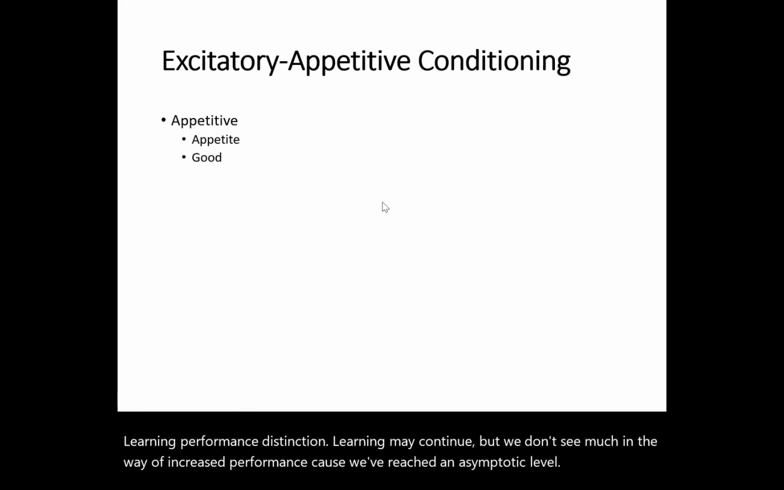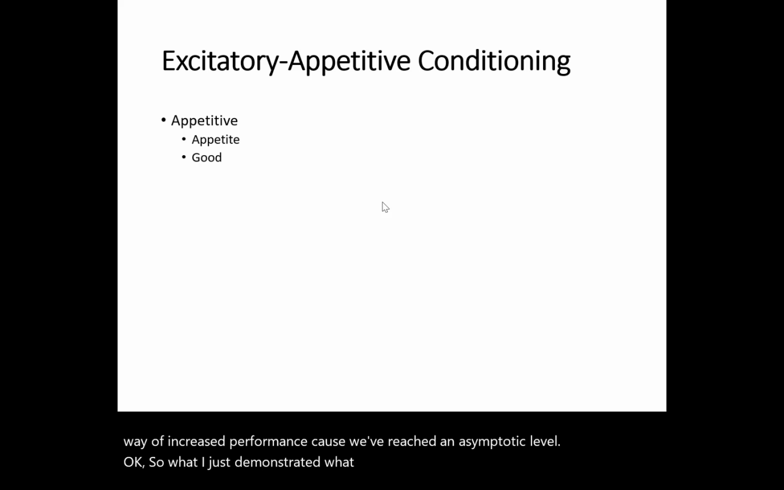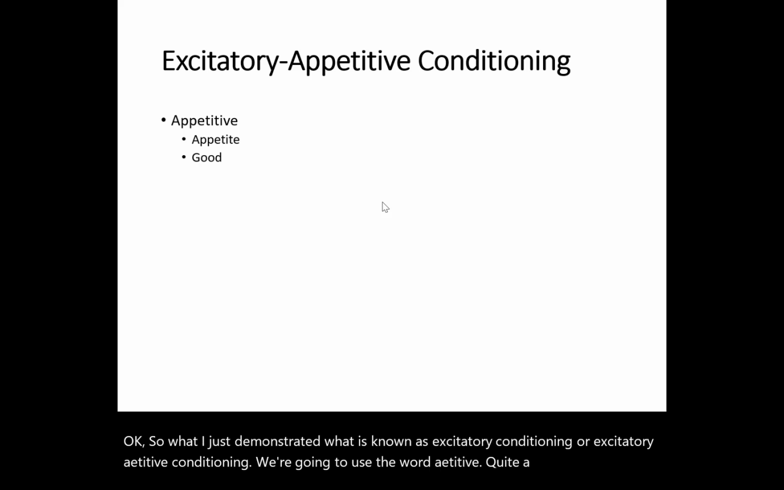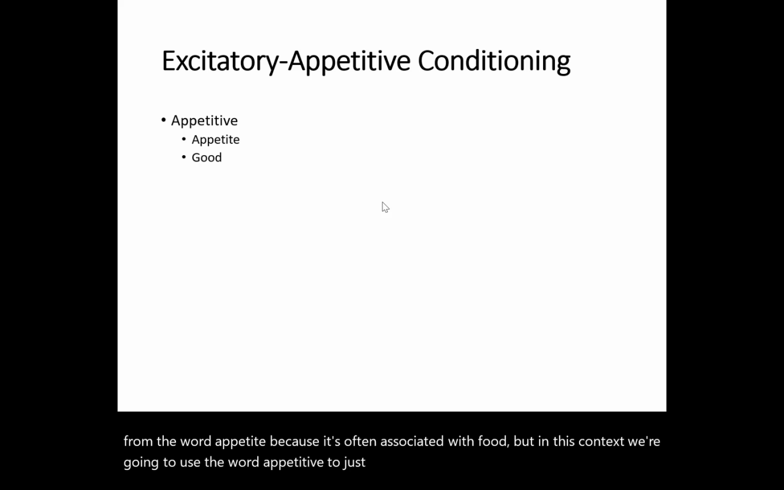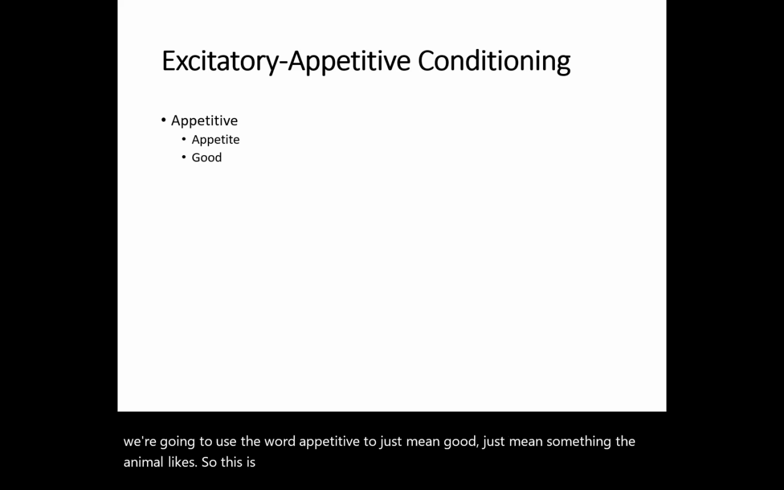Okay, so what I just demonstrated is what is known as excitatory conditioning, or excitatory appetitive conditioning. We're going to use the word appetitive quite a bit. Now, it comes from the word appetite because it's often associated with food. But in this context, we're going to use the word appetitive to just mean good, something the animal likes. So this is excitatory. We're creating excitatory associations with something the animal likes, food.